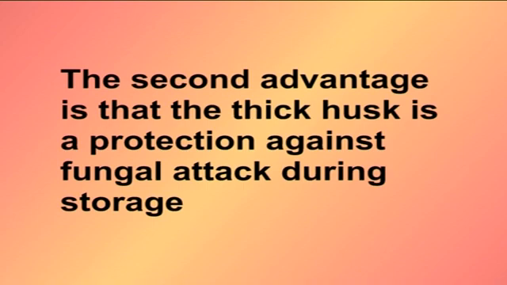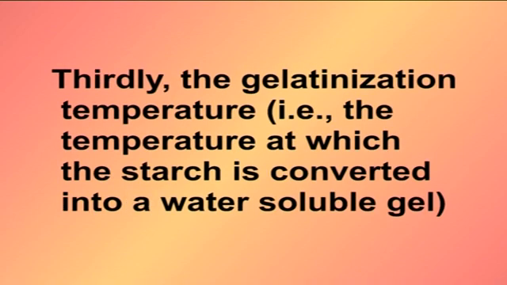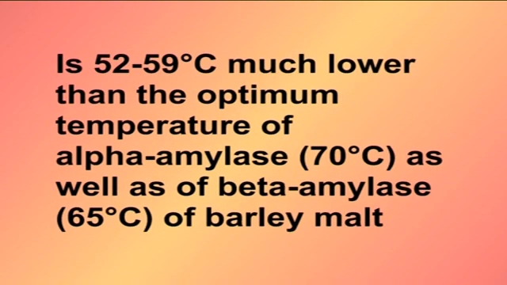The second advantage is that the thick husk is a protection against fungal attack during storage. Thirdly, the gelatinization temperature, that is the temperature at which the starch is converted into a water soluble gel, is 52 to 59 degrees Celsius, much lower than the optimum temperature of alpha amylase, that is 70 degrees Celsius, as well as of beta amylase, 65 degrees Celsius, of barley malt.